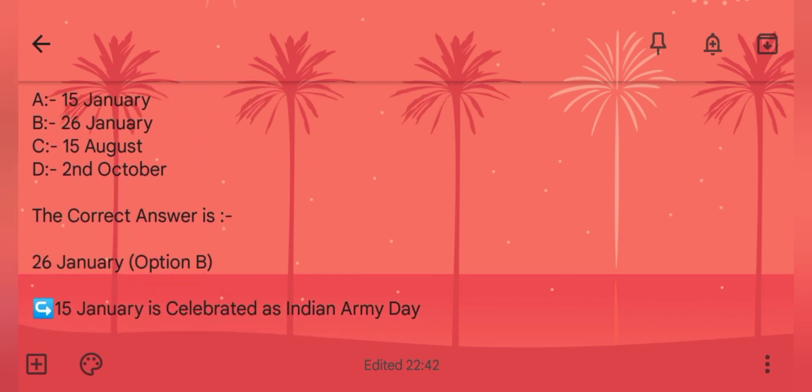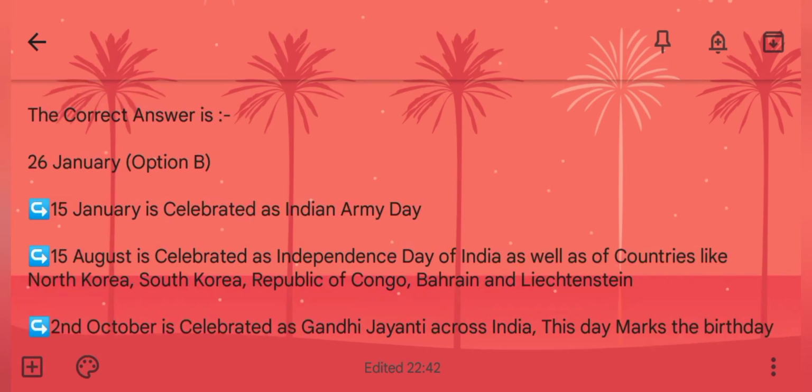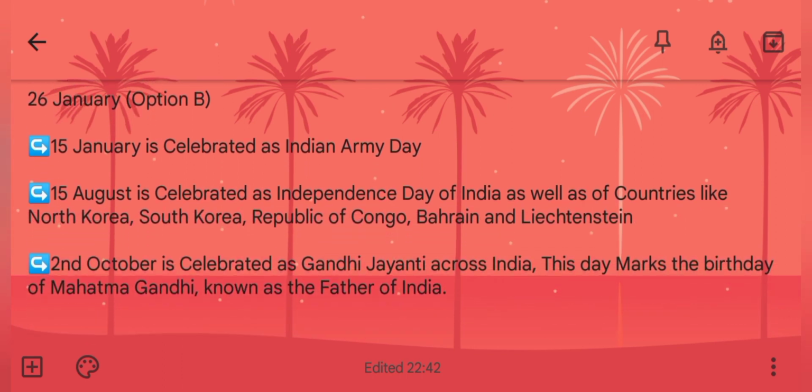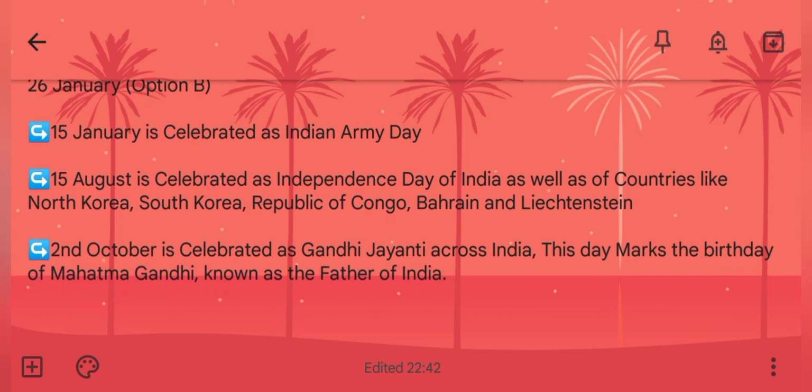Yeah, so 15 January is celebrated as Indian Army Day. You guys must be thinking that 15 August is celebrated as the Independence Day of India only, but it is not true. 15 August is celebrated as Independence Day of India as well as of countries like North Korea, South Korea, Republic of Congo, Bahrain and Liechtenstein. 2nd October is celebrated as Gandhi Jayanti across India. This day marks the birthday of Mahatma Gandhi, known as the father of India.